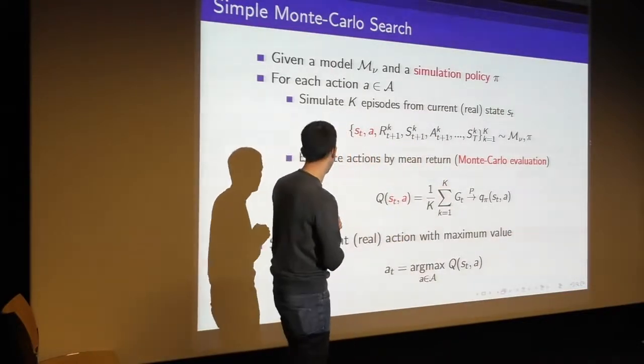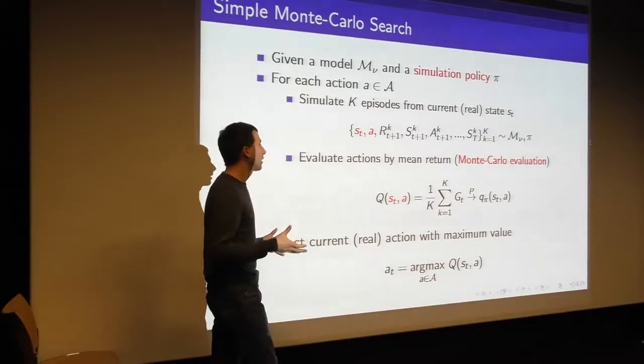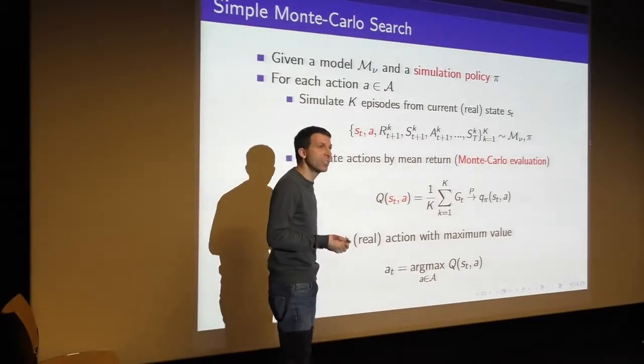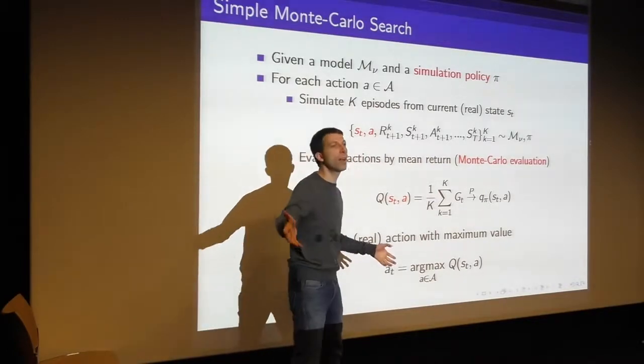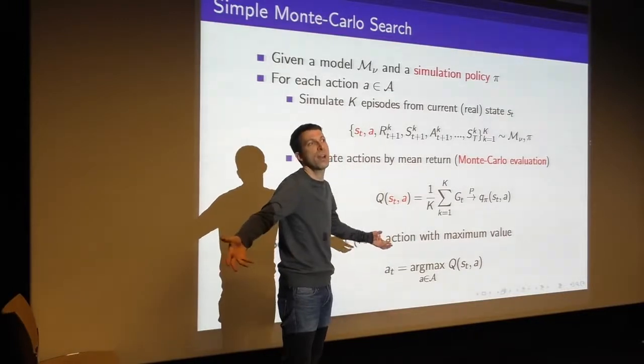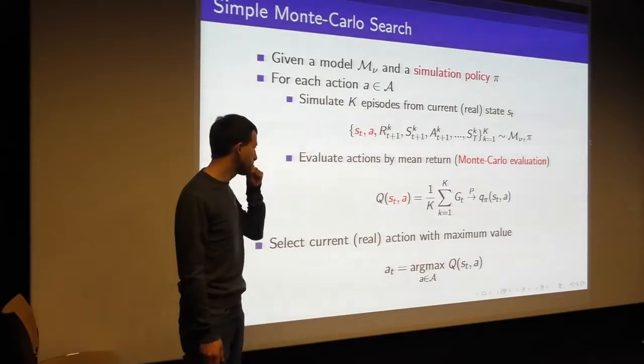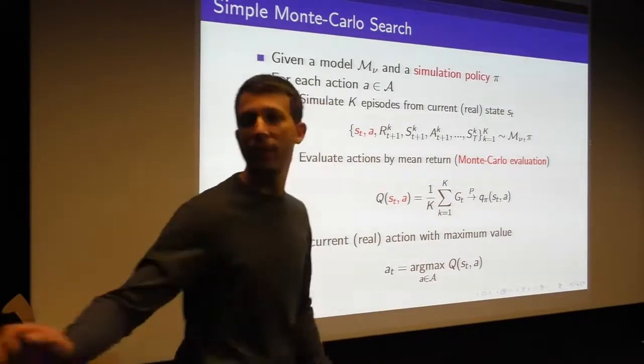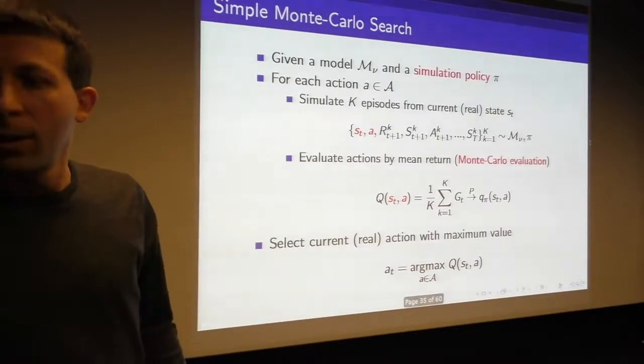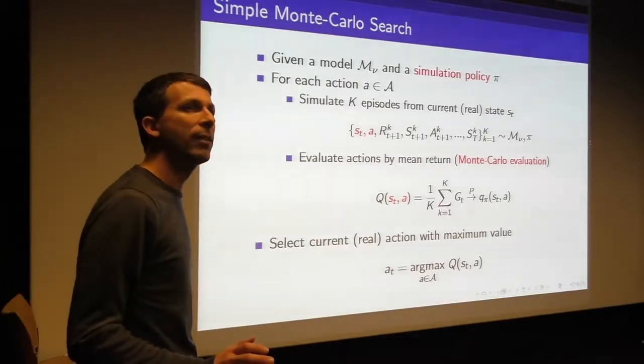And then all we do is pick the real action to take. Now, do I go left or do I go right in the real world? Well, I just pick the one which had the higher mean, the one which did better in my simulations. That's the idea of simple Monte Carlo search. Is that clear as a method?